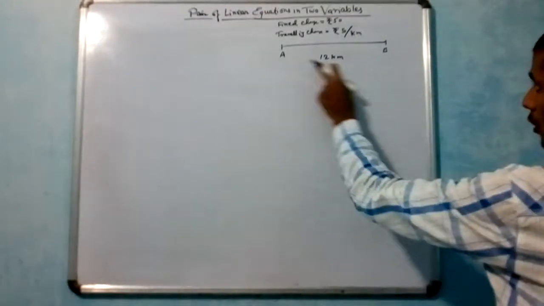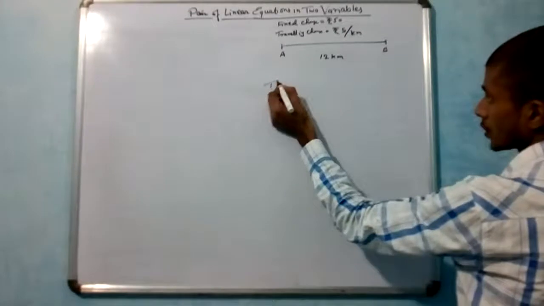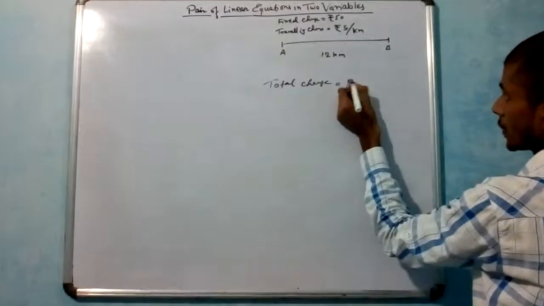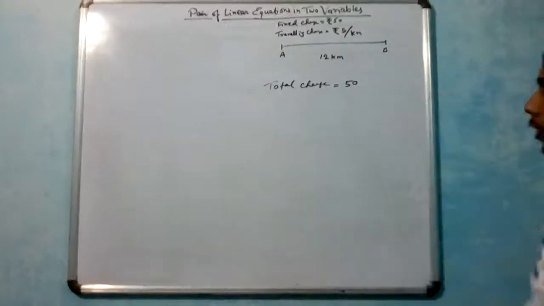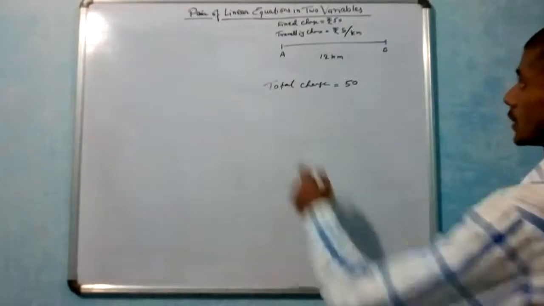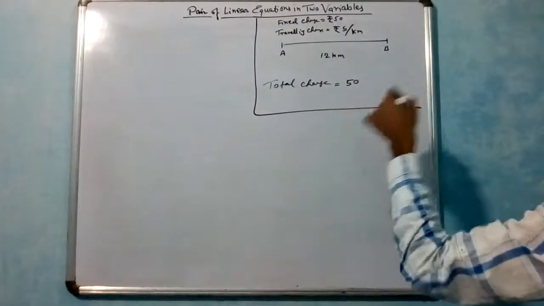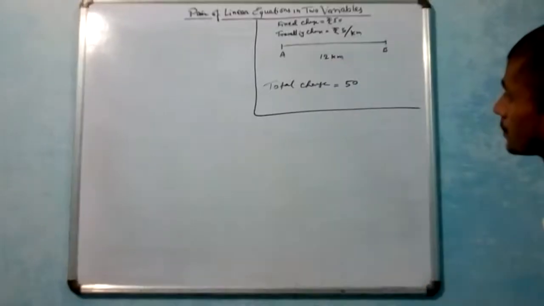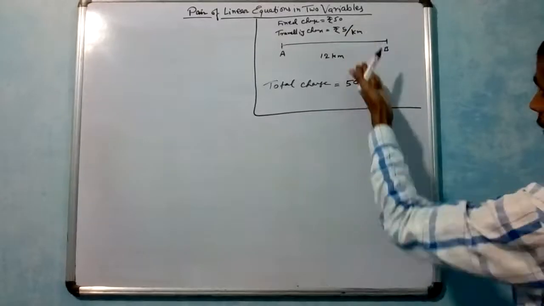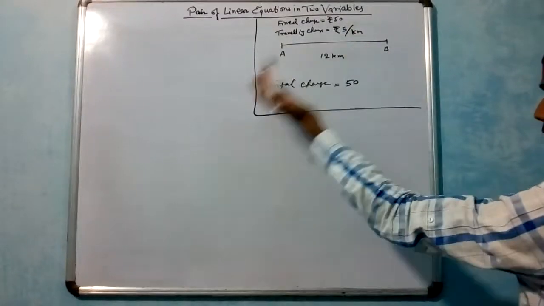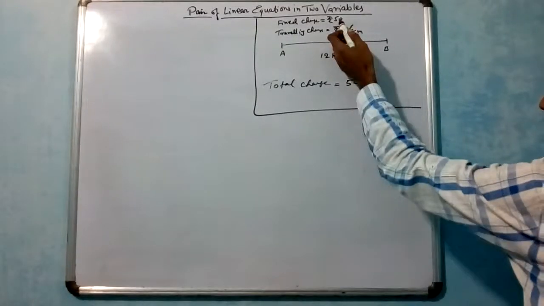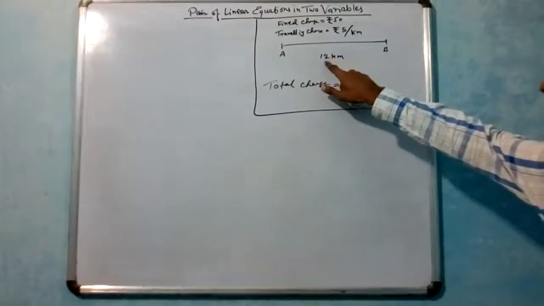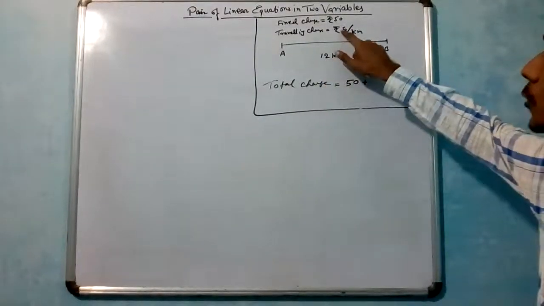So how much have we traveled? 12 kilometers. So what is the total charge? The total charge that we have to pay is equal to 50, that is the fixed charge. You cannot change this. Don't go into the question. This is a separate example we are discussing here to make you understand, okay? There is nothing in this question like this. The pattern is the same, but this is not the example of the question. 50 rupees, and then plus, for the 12 kilometers, for each kilometer you have to pay rupees 5.